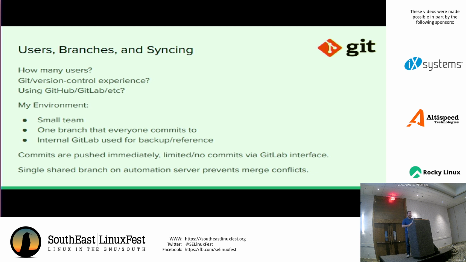So when we make changes, we just go ahead and push the commits. We don't really make commits via the GitLab web UI very often. That would have to be pulled back to the automation server. And for us, a single shared branch that's located on the automation server makes things simpler and mostly prevents merge conflicts. Again, this is one of those cases where your environment may differ quite a bit. This is just how we've got it set up for ours.